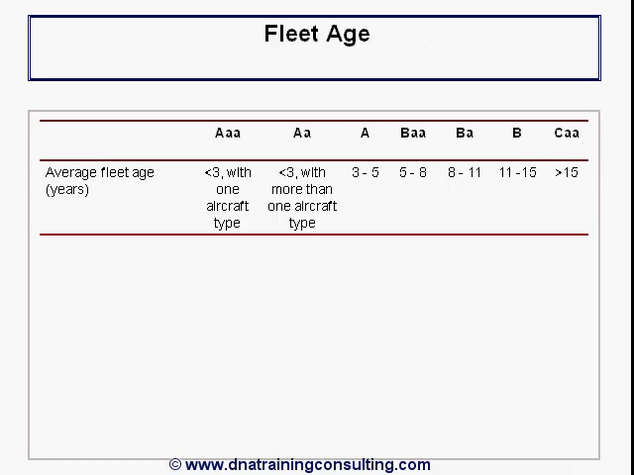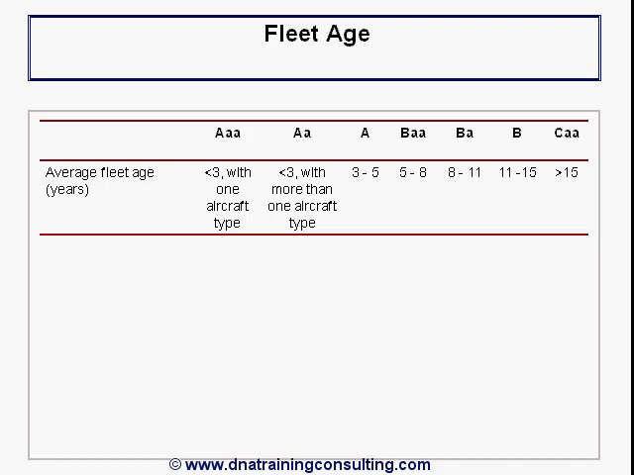The table appearing now links the average fleet age to one of 7 broad ratings categories, from AAA to CAA, and is self-explanatory. So a carrier whose average fleet age is 4 years is classified in the single A category with regard to this specific subfactor, which, we remind you, has a 9% weighting within the total.